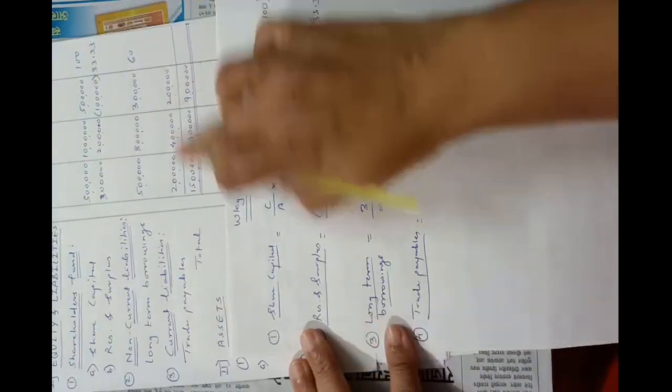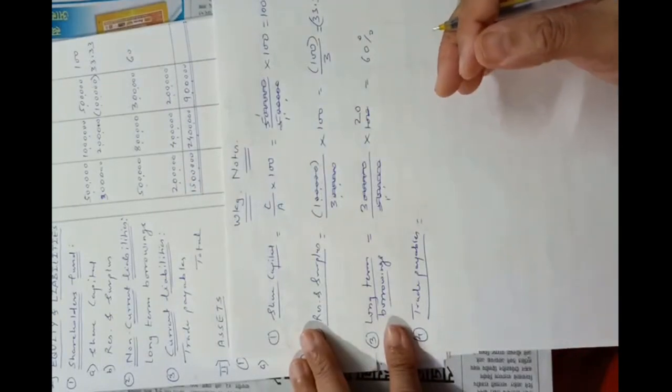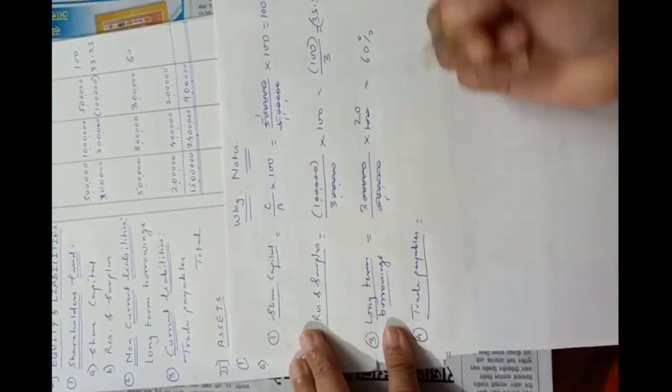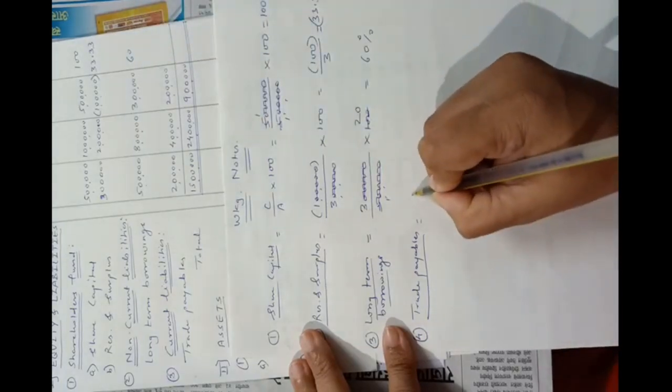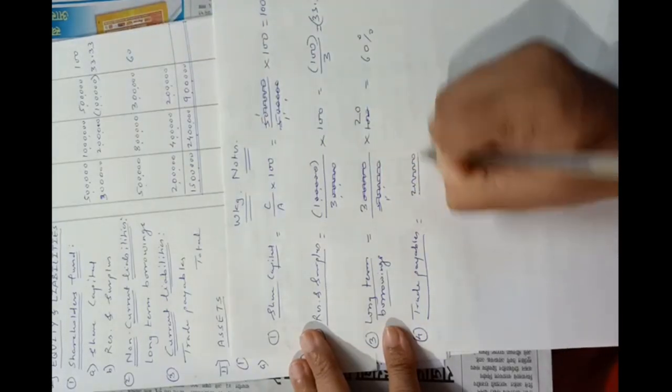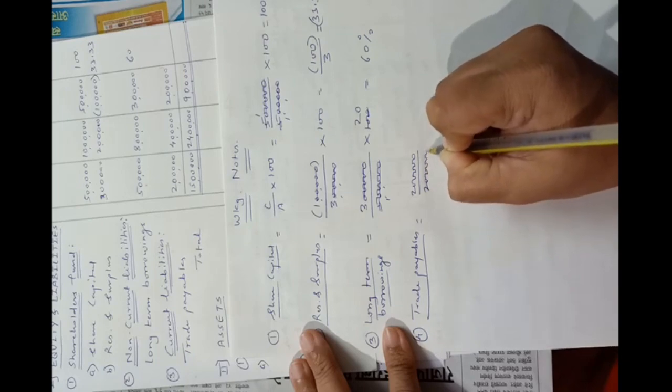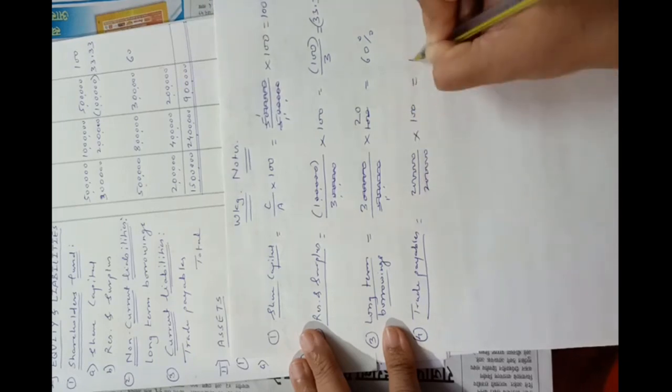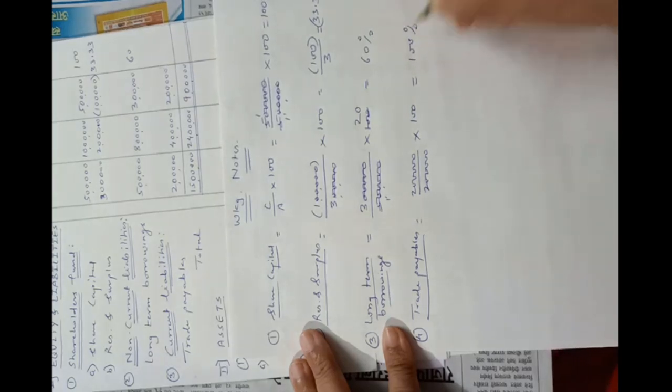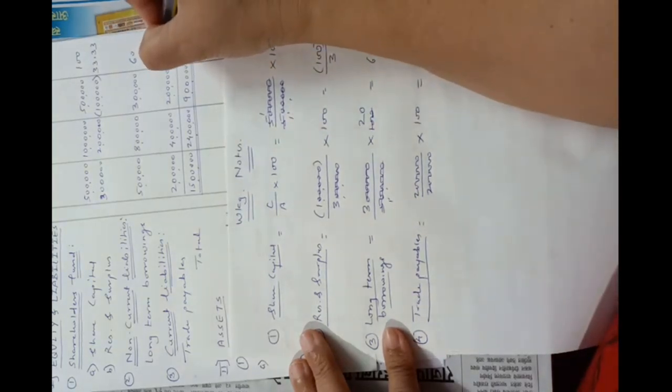Trade payables, 2 lakhs divided by 2 lakhs into 100, so it will be 100%. 2 lakhs divided by 2 lakhs into 100, it will be 100% obviously. Okay, so 100.